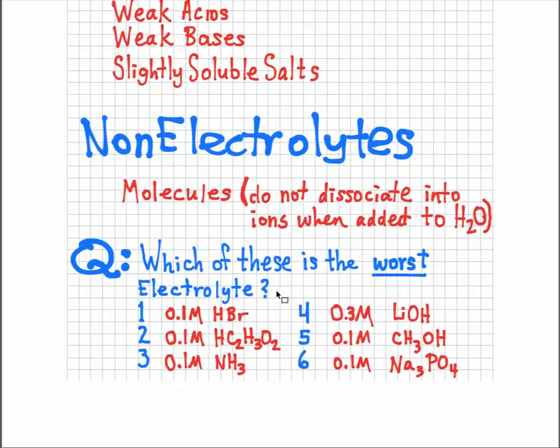Which of these would be the worst electrolyte? Well, there's a strong acid, that's not going to work. There's a weak acid, so that would sort of conduct electricity. Here's the most famous weak base, ammonia. The most famous weak acid, vinegar. Strong base, lithium hydroxide, absolutely conducts electricity. Sodium phosphate, a soluble salt, breaks up into a whole bunch of ions. There's 3 sodium ions here, one phosphate, a total of 4 ions per unit.